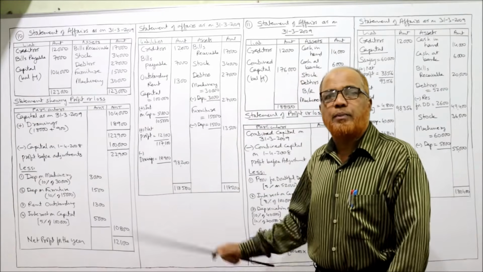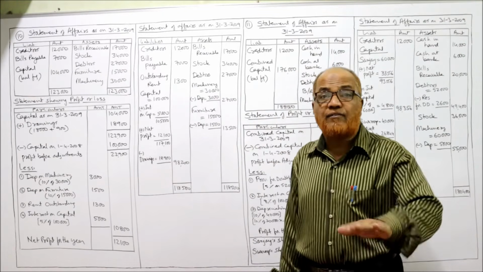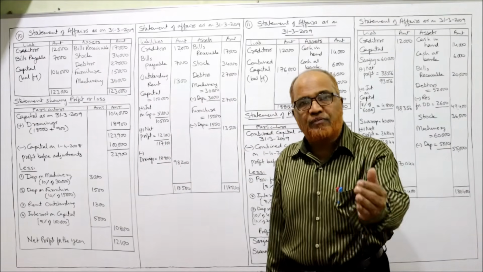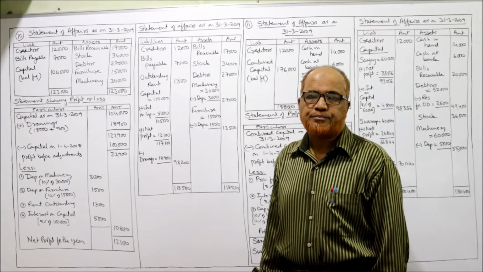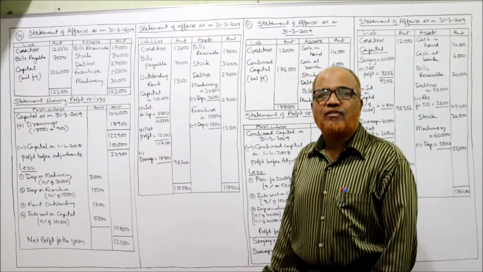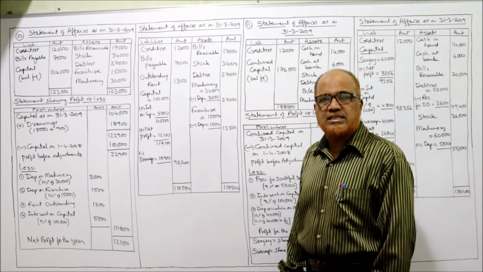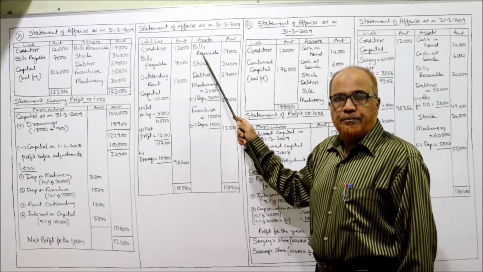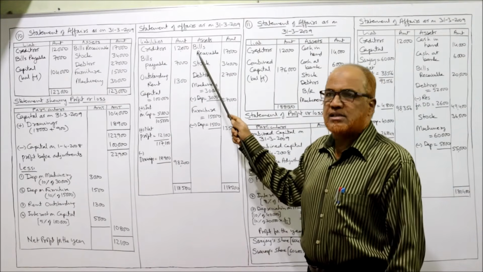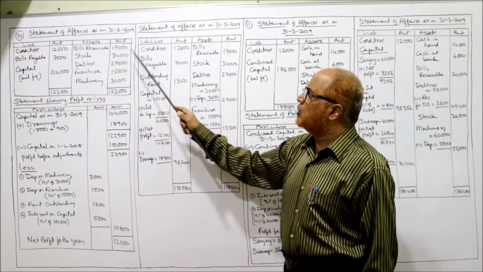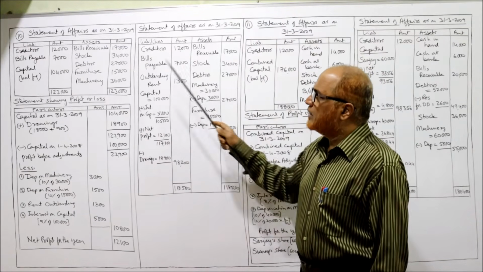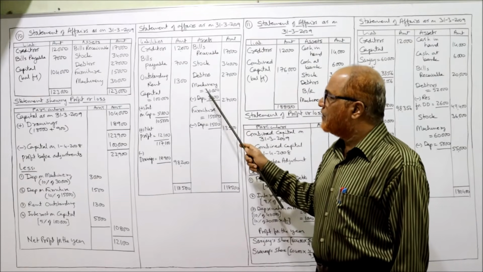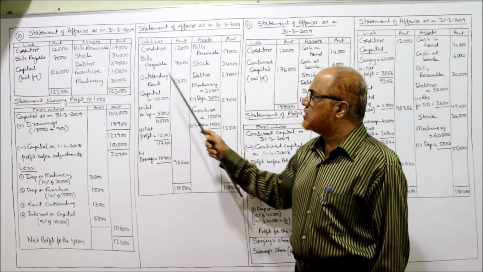Secondly, it is asking you to prepare statement of affairs after making adjustment. This is a statement of affairs at the end of the year before making adjustment. Now we have to make the statement of affairs after making the adjustments. Now, bills receivable, no change. No adjustments are there for bills receivable, so 17,000. Stock, no adjustment, 34,000. Then debtors, no adjustment, 27,000. Machinery, machinery was 30,000.